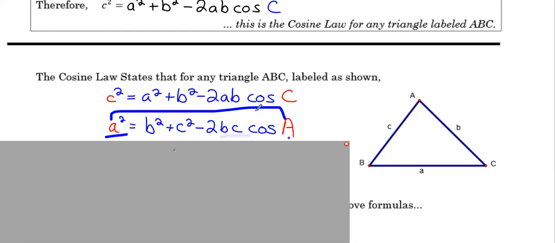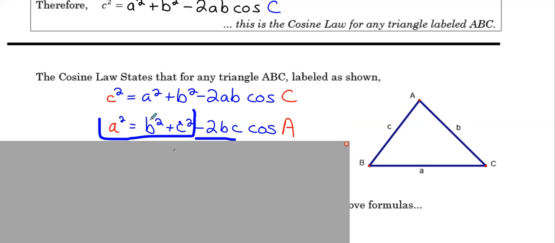Now keep in mind, these are generic formulas. It doesn't matter if the labeling is a, b, c or x, y, z, it's the pattern that's important. It's a kind of Pythagorean pattern at the beginning, and then minus 2 times the product of the two sides that you're given, followed by the cosine of the angle that is opposite that side.